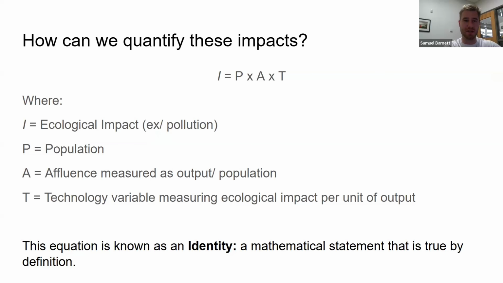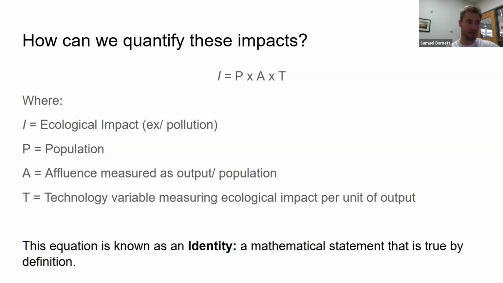So how can we quantify these impacts? We can conceptualize the interrelationship of population, economic growth, and environment in an equation linking all three, which is known as IPAT. This equation is an identity. The right side of the equation can be read as the following: population times output divided by population times the ecological impact divided by output.